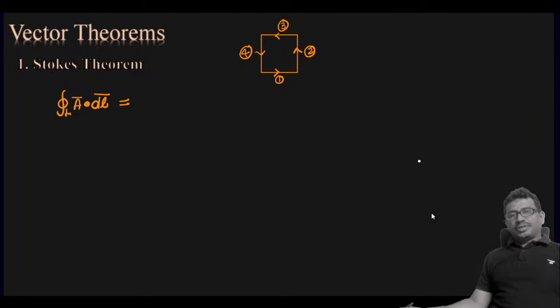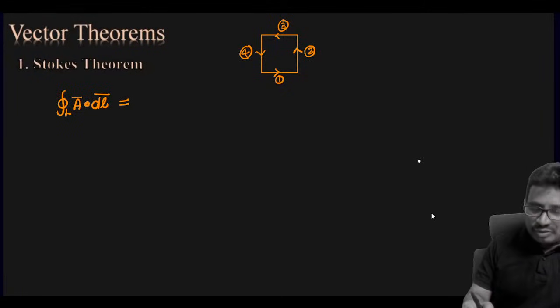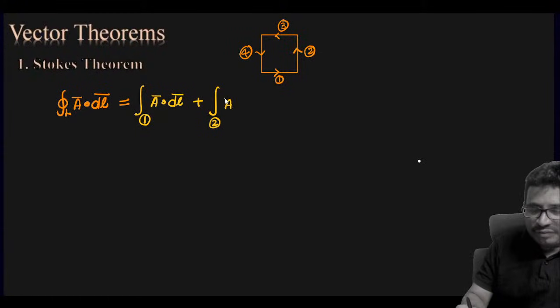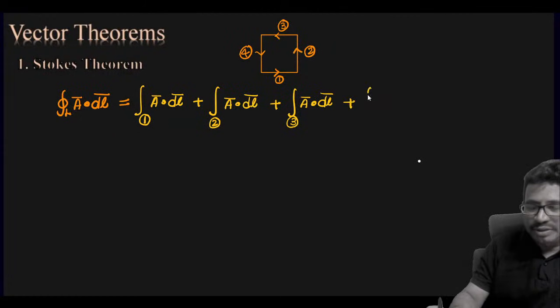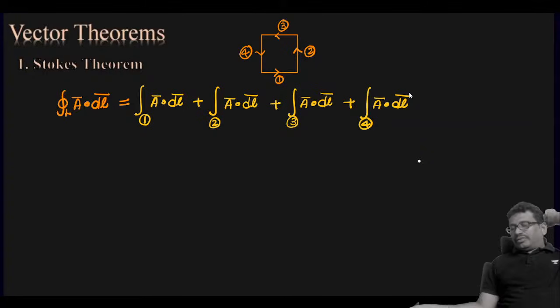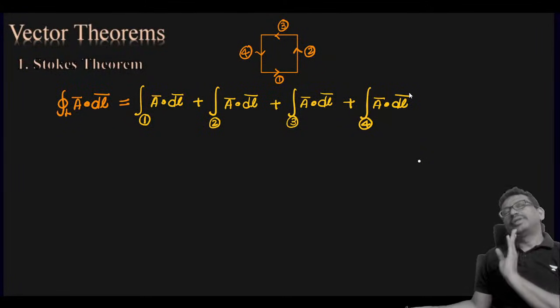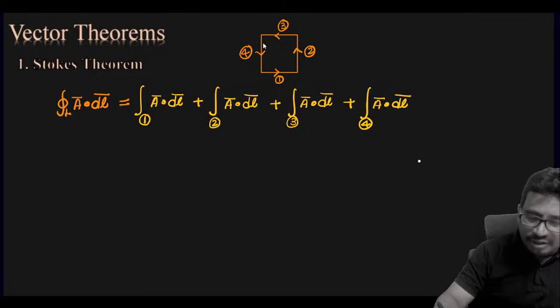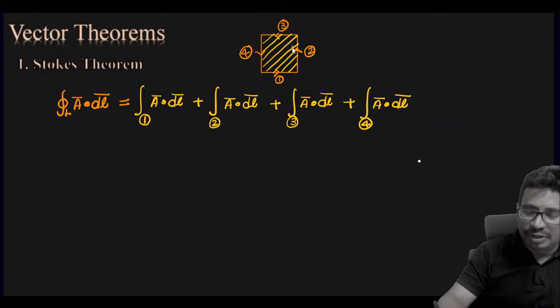Right. Now, the closed line integral of A bar dot dl, what will come, you tell me now. To find it, we need to split it as first path integration of A bar dot dl, plus second path integration of A bar dot dl, plus third path integration of A bar dot dl, plus fourth path integral of A bar dot dl. We need to do these four integrations. Instead of doing these four integrals, as we know, this closed line is forming an open surface.